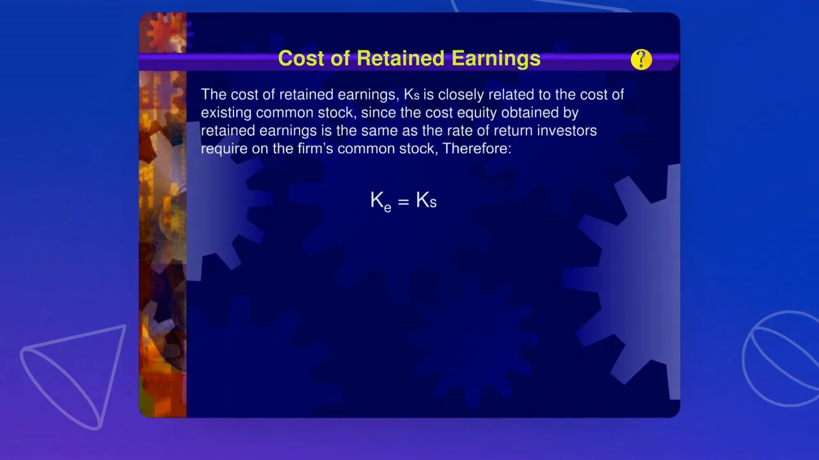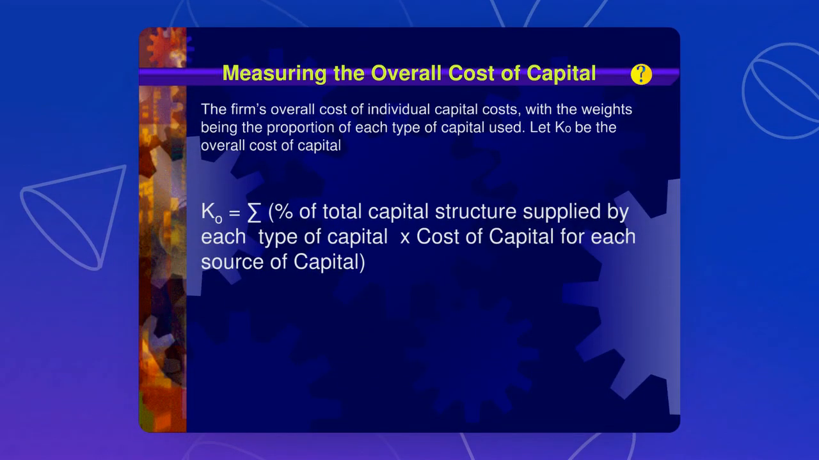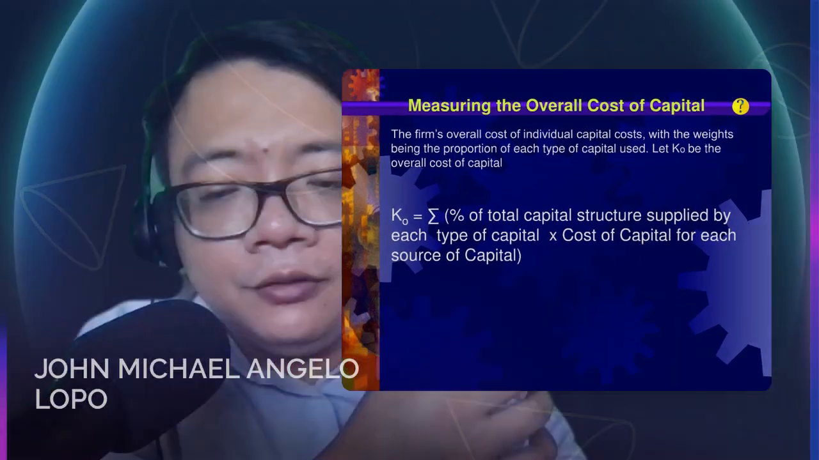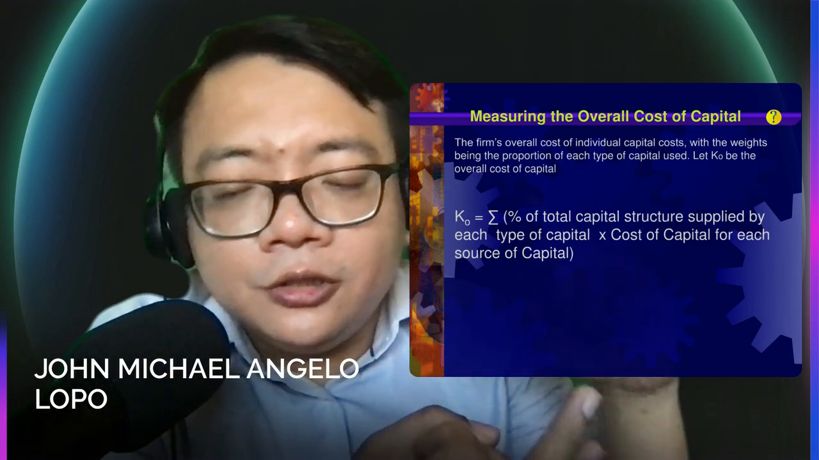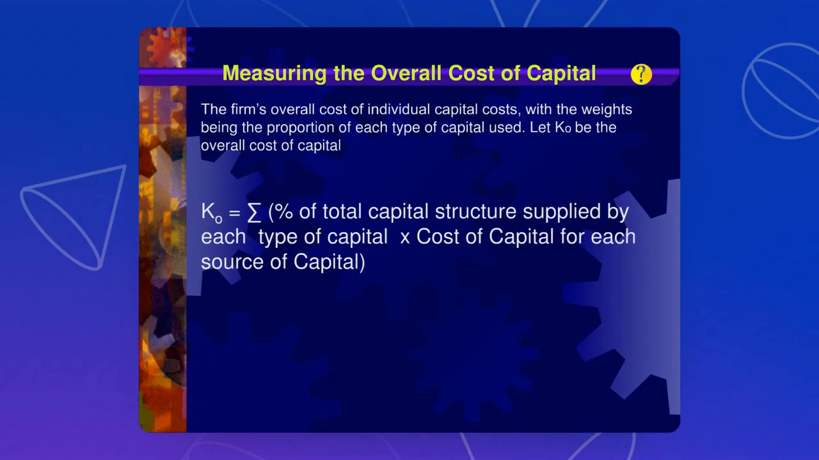Alright, so we are finished na about your cost of retained earnings. Next one naman is measuring the overall cost of capital. Again, what are the costs? Cost of debt, cost of preference, cost of ordinary shares, and the cost of retained earnings. And now, our last topic is all about computing for your weighted average cost of capital.